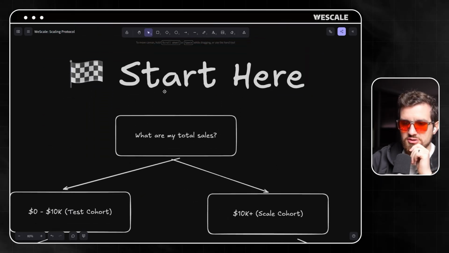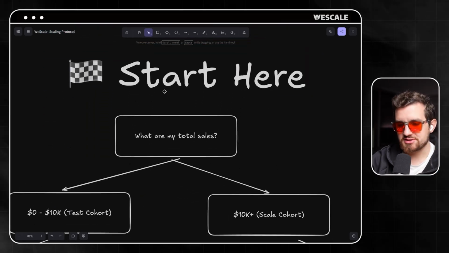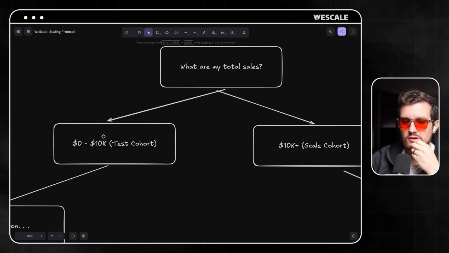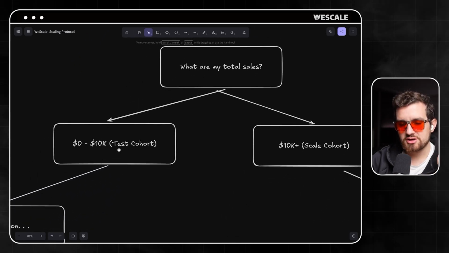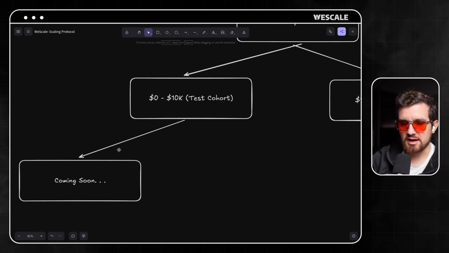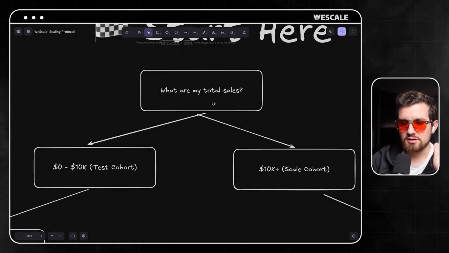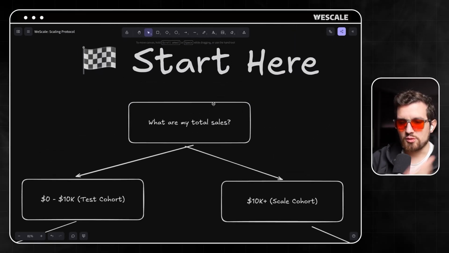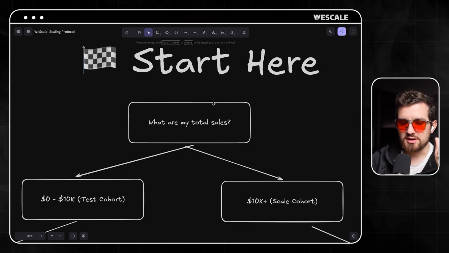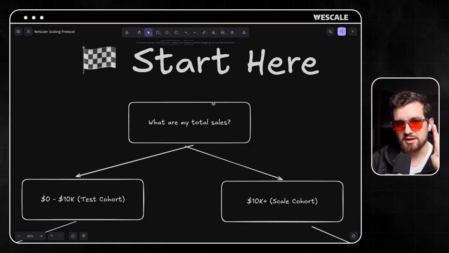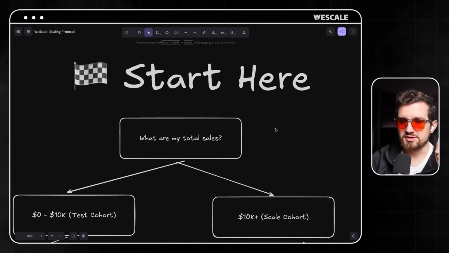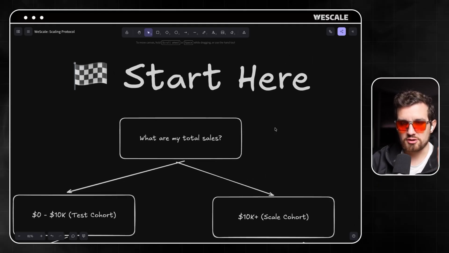So we are starting here at the beginning of the scaling protocol. If you are in the 0 to 10K range, then I recommend staying at the test cohort level. Within the accelerator, there are three different cohorts, well, four technically with the mastermind: launch, test, scale, and the mastermind. Launch is everybody who is building their store, getting ready to launch their first ads, but hasn't spent the first dollar on ads yet.